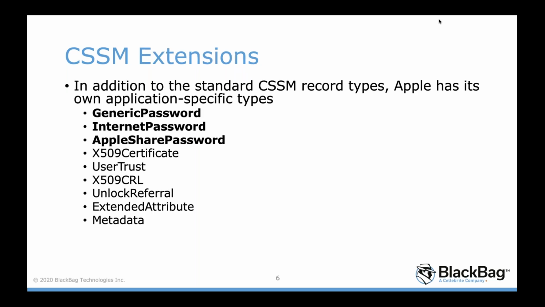But Apple has also extended the CSSM model and added its own custom application-specific types. I've highlighted three of them here: the generic password, the internet password, and the Apple Share password, because that's where we focused the majority of our research, and that's where we focused our initial implementation of the tool. This definitely contains the most forensically relevant information. Now, this Apple Share password scheme is not really used that much anymore, but the generic password and the internet password, that's where you're going to find the vast majority of user secrets. Of special note, there's also this metadata application-specific type, which we'll talk about in a moment.